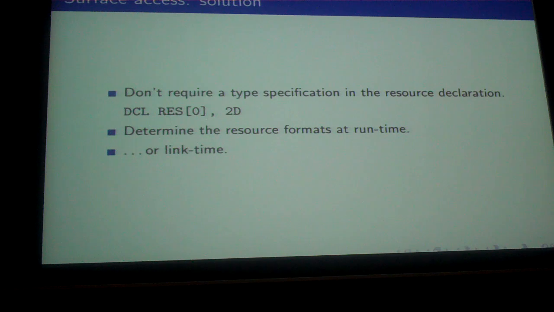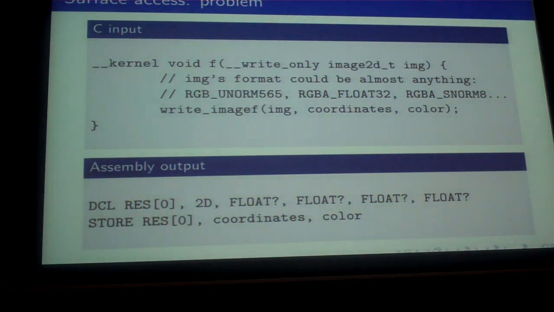So the first thing I had to do was to simplify the resource declaration syntax. Right now I solved this problem, but I'm not really very happy about the solution I have, because the format is determined at runtime. The pipe driver initializes a special constant buffer with a table containing all the image objects used by a program, all the formats. So depending on the actual format used, the surface access code will take one path or another.